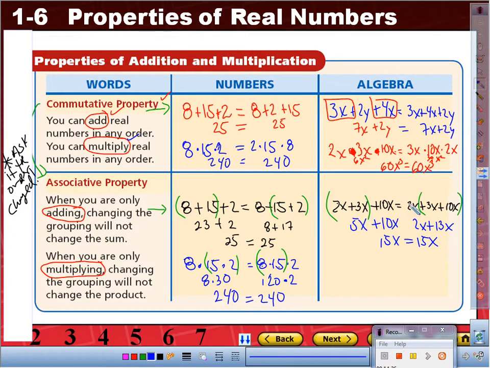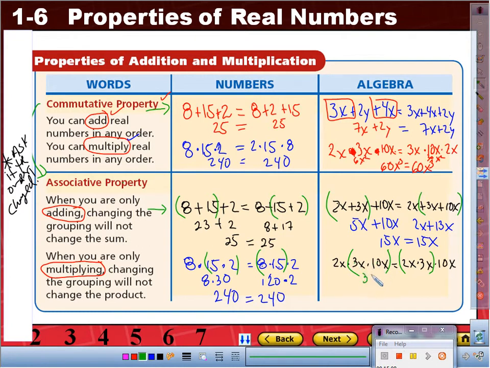And guess what? If it works for addition, therefore it does work for multiplication. So let's do that. Rewrite it but with multiplication. 2x times 3x times 10x equals 2x times 3x times 10x. And let's group these. Which ones do I group? Okay, 3x and 10x, and 2x and 3x. And of course, we need to do whatever's inside of the parentheses first. So let's do these two first.